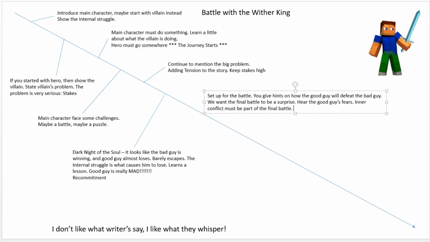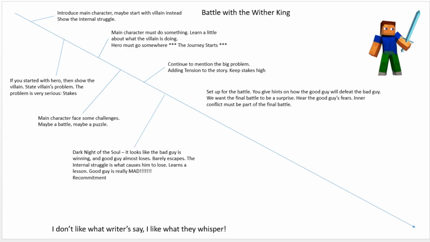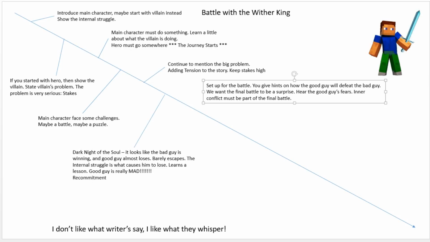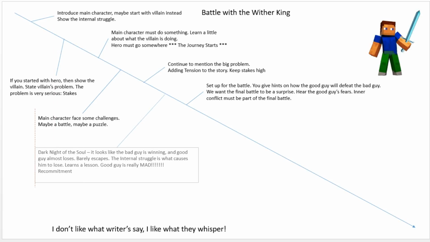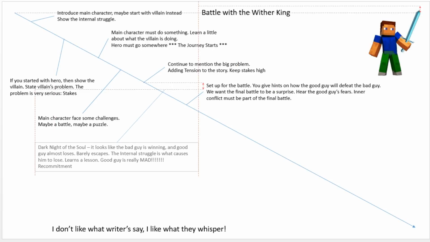That's the whole point of the story, for the character to learn how to overcome his inner conflict. And so you need to set this up so that the inner conflict is going to have an important role. So in my story with the battle with the Wither King, I know from experience that when you attack a wither, they float up in the air. And if they float up in the air, you can't hit them with a sword. And so that's why the archer is going to be so important.